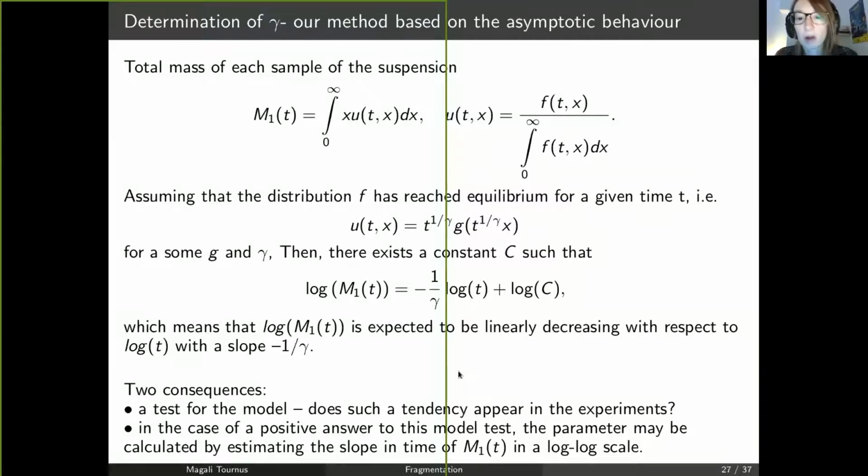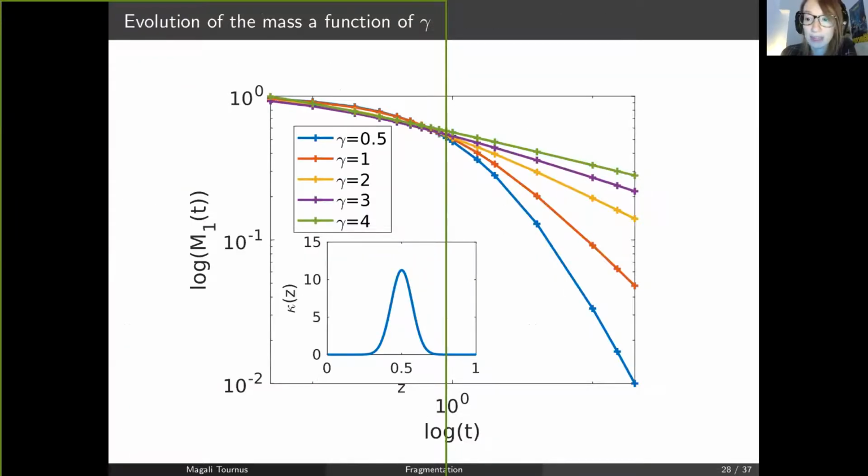If we do not obtain a line, then it means that either our model is not good, or the experiment was only done for early times. And if we find a straight line, we can say that this slope is 1 over gamma. So let me illustrate it on simulated data. This is gamma equals 0.5, 1, 2, 3, 4. This is a plot of the log of M1 of t, and you see that for large time, we have a straight line, and the slope is exactly minus 1 over gamma.